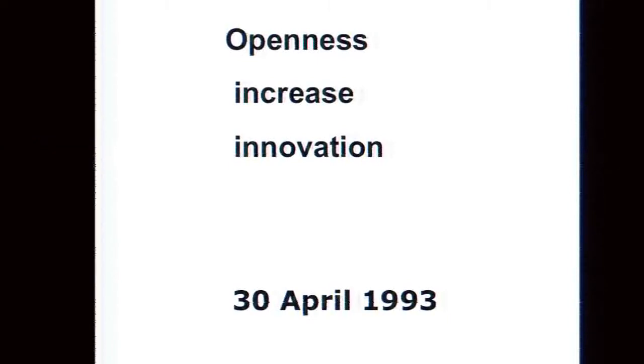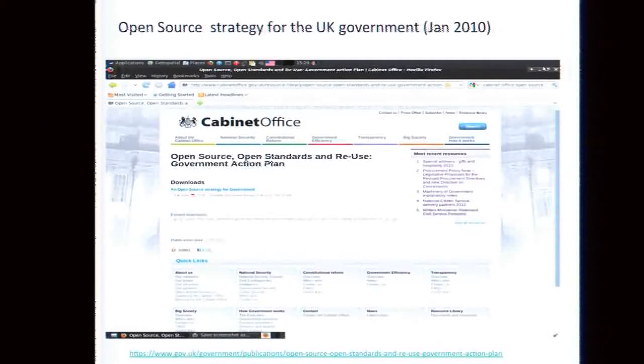And that's what we want to make happen in geospatial education as well. I'll give you some examples, mostly from the UK, but if you look at other governments, it is the same. It's happening from the very top level. In the UK, just three years back, in January 2010, the UK government had the open source, open standards, reuse government action plan.